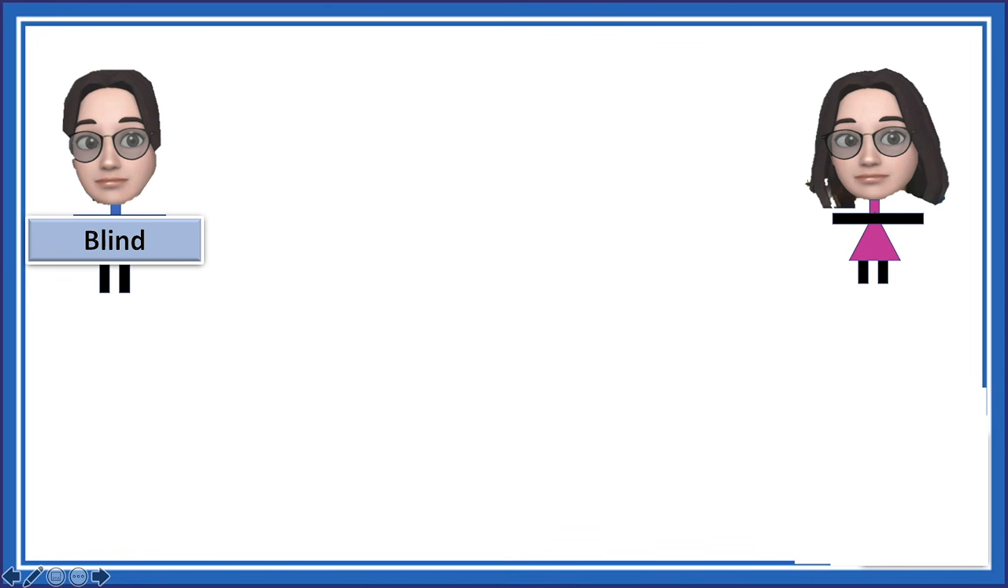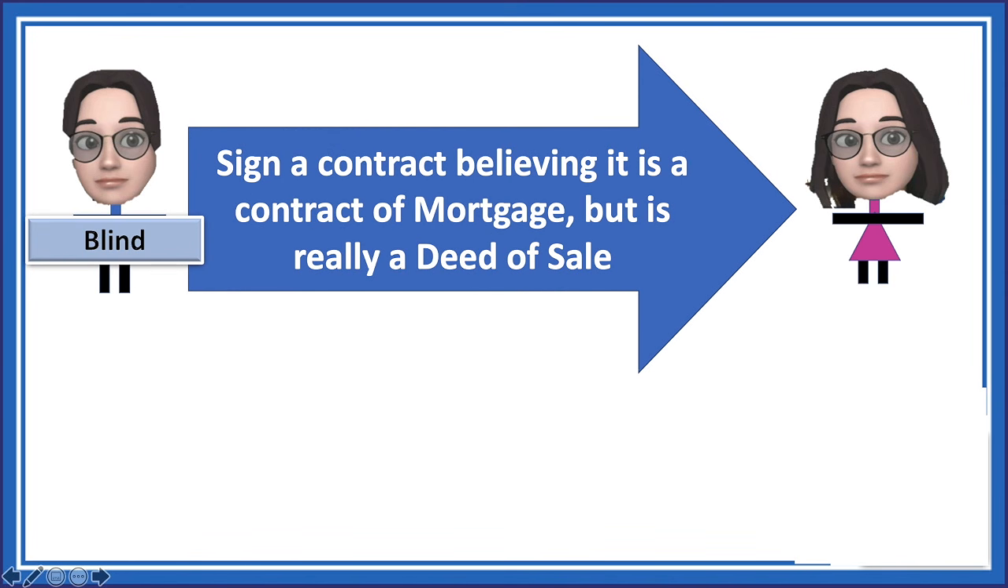And so, pumirma siya ng isang kontrata through a thumb mark kasi nga bulag. So, by thumb mark lang. Believing that that contract is actually a contract of mortgage. Okay? Mortgage lang. Pero sa totoo pala, deed of sale pala siya in favor sa kanyang supposedly a relative, in the person of Ganda.